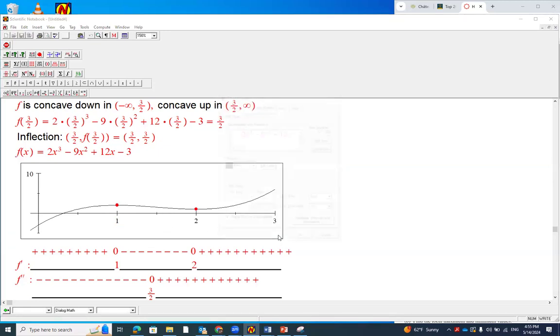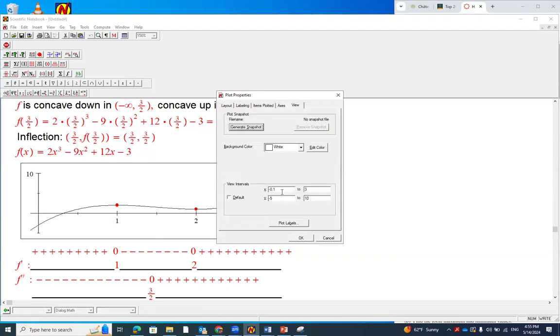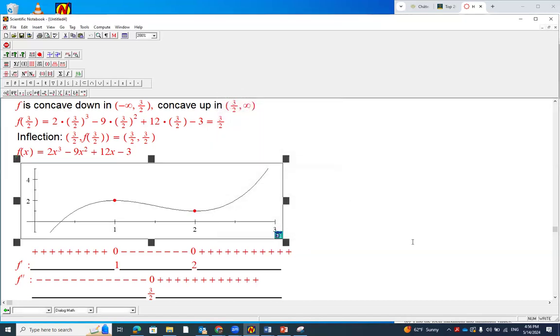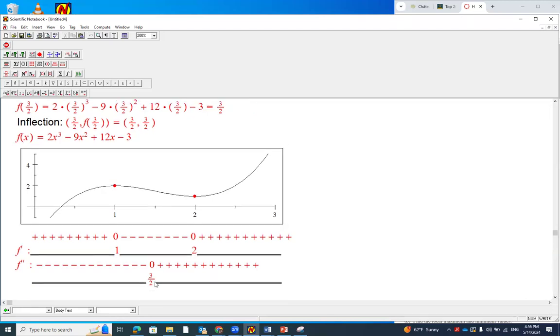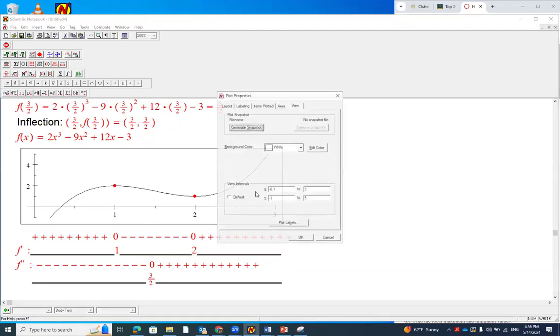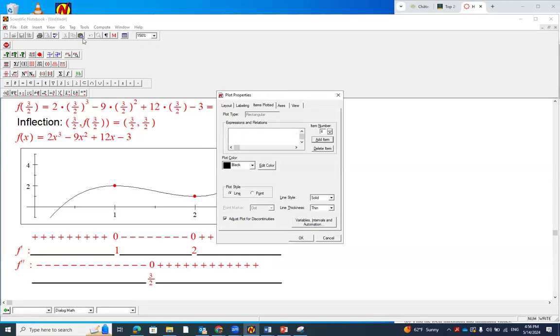Let me adjust the picture just a little bit so you can see it better. Okay, so it is a -1 over here, 5. So you can see better, okay? So this is a local max, this is a local min, reflected on the critical numbers. And there's a 3/2, right? At 3/2, we know that's the inflection point. So I'm going to mark that inflection point right here.